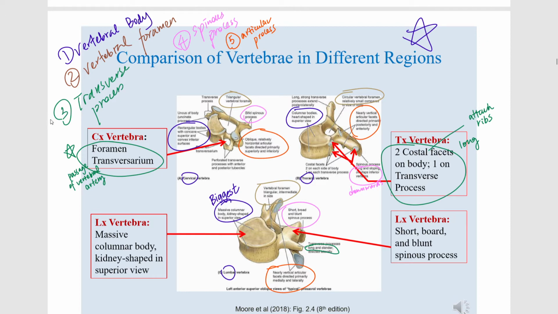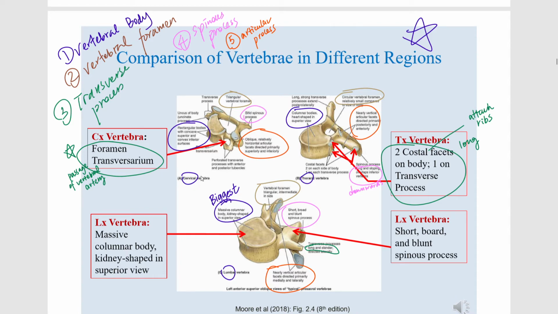And the third one is the transverse process. Here, I circled it in green. And the fourth one is the pink one, which is the spinous process here, spinous process. And the fifth one is the articular process, which is the surface of articulation, and it usually contains cartilage. Here you can see.